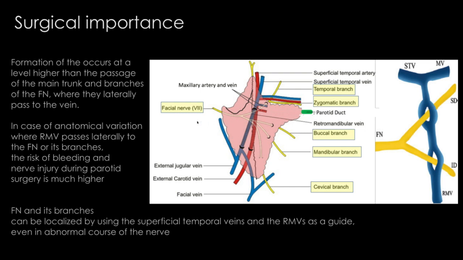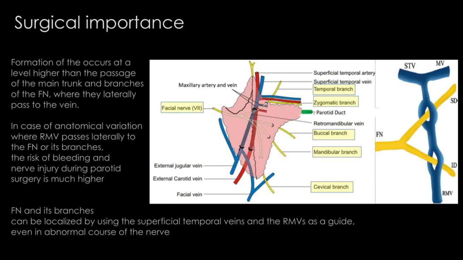In certain cases of anatomical variations, the retromandibular vein can pass lateral to the facial nerve or its branches. That is, the trunk and the branches will be medial and the vein will be lateral. So, in such anatomical variation, there can be risk of bleeding because we will be searching for the trunk of the facial nerve in this region during parotid surgery, and it can lead to injury of the vein. And due to the anomalous location of the trunk and the branches of the facial nerve, there is high chance of nerve injury as well.